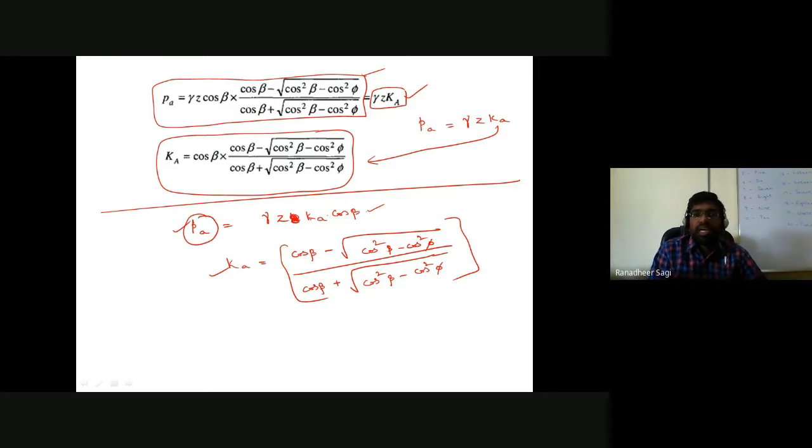However it is represented in any of the standard textbooks you refer to, when you calculate the magnitude of the active earth pressure at any particular depth for that inclined backfill material, you will get the same value, whether you follow this set of expressions or that set of expressions. It doesn't matter.